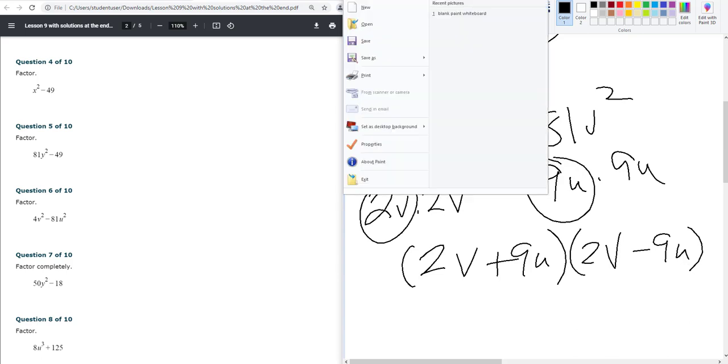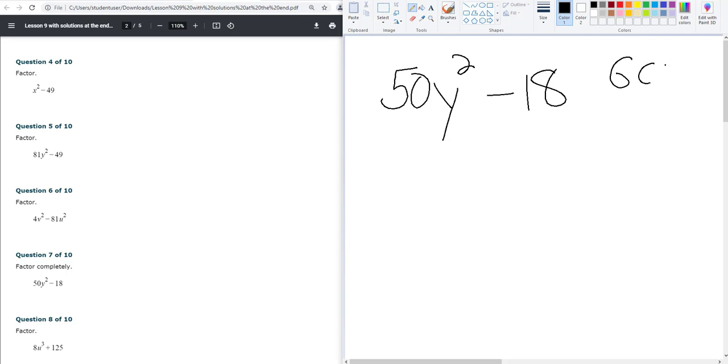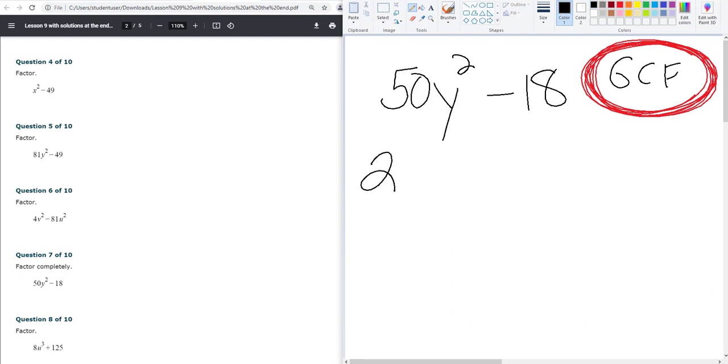Now, at first glance, number 7 doesn't fit our pattern. 50 y squared minus 18. Because 18 is not a perfect square. There are not two numbers you can multiply to get 18, and the same thing is true for 50. But if you remember GCF, you have to do the GCF first every single time. This one happens to have a GCF of 2. Once that comes out, 25y squared minus 9, then you have the pattern of the difference of squares.